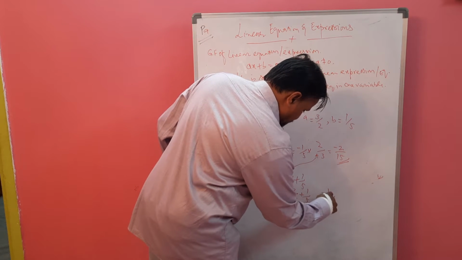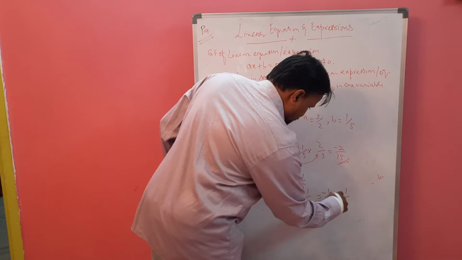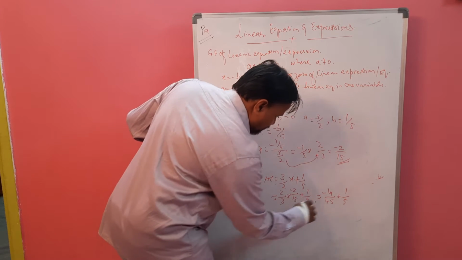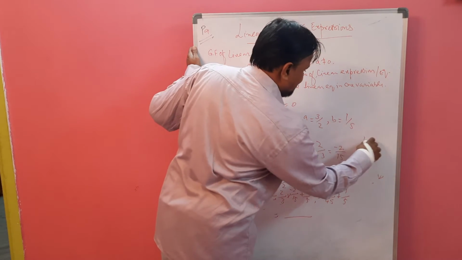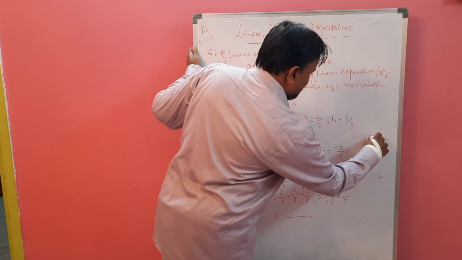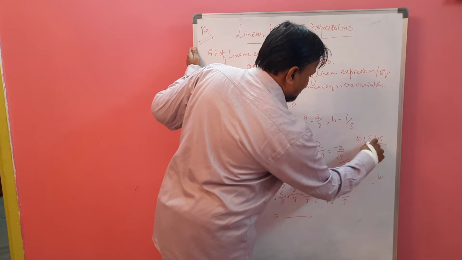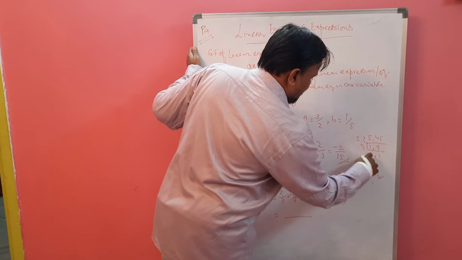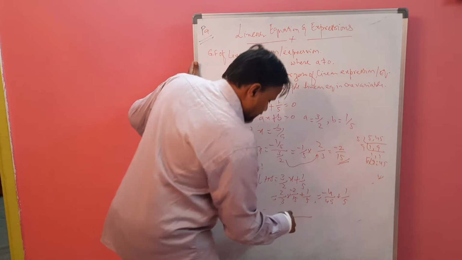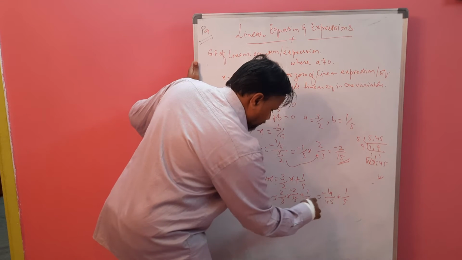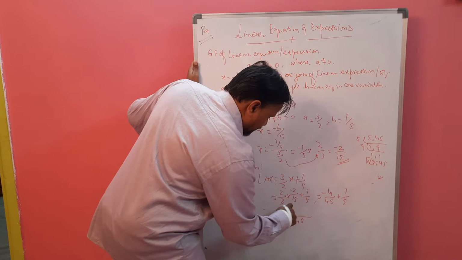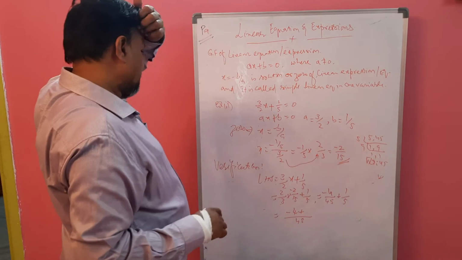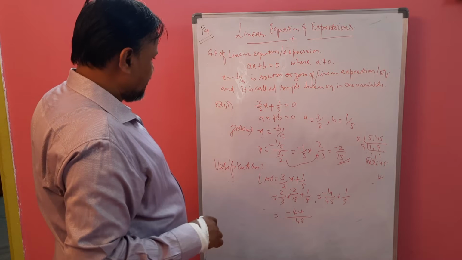Plus 1 by 5. Now you have to take the LCM. LCM of these two numbers: 5 ones are 5, 5 nines are 45, so the LCM is 45. 45 goes with 45, you will get minus 4, plus this goes with this. Something we have made a mistake.